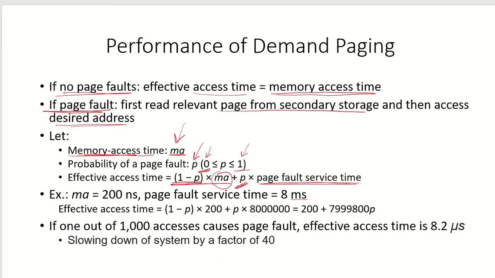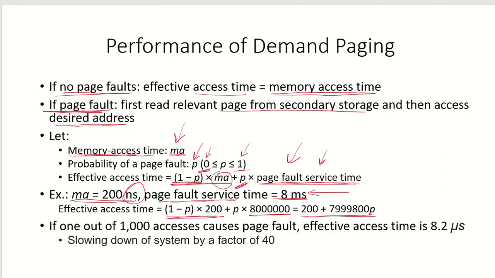So the effective access time becomes (1 minus P) times MA plus P times the page fault service time. If MA is 200 nanoseconds and the time required to service a page fault is 8 milliseconds, then using this formula the effective access time is (1 minus P) times 200 plus P times 8 milliseconds, where we have to convert milliseconds into nanoseconds to be consistent. So this becomes 200 plus this.